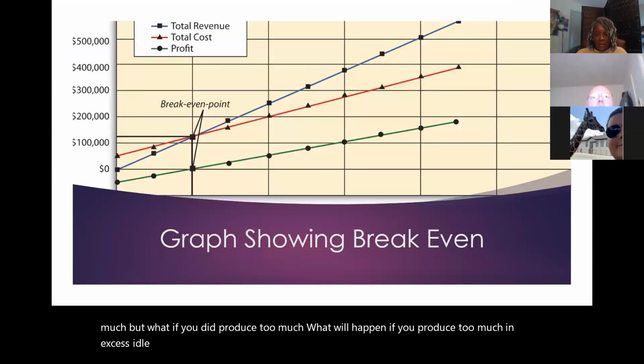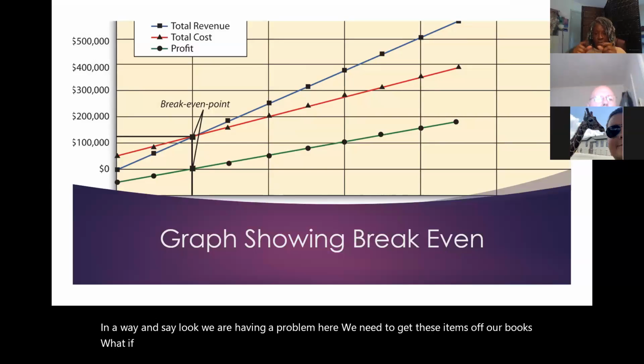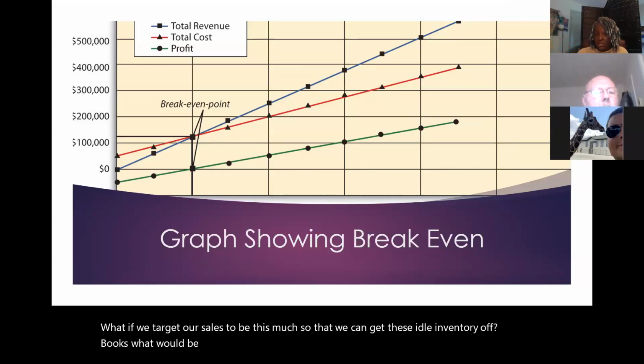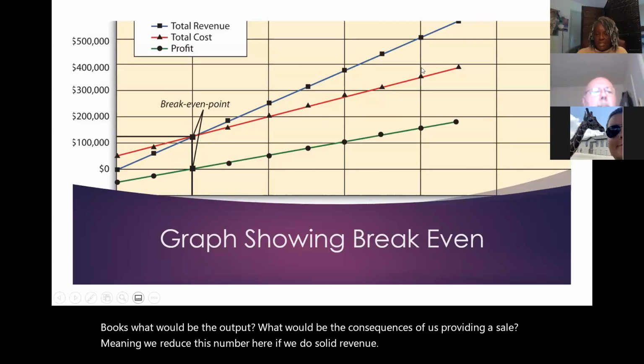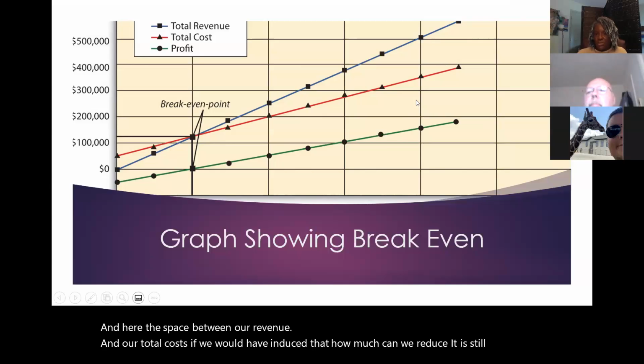Well, organizations will have to go through this process here in a way and say, look, we are having a problem here. We need to get these items off our books. What if we target our sales to be this much so that we can get this idle inventory off our books? What would be the output? What would be the consequence of us providing a sale? Meaning we reduce this number here. We reduce our revenue. And here's the space between our revenue and our total cost. If we were to reduce that, how much can we reduce it and still not lose money? That's the most important question.